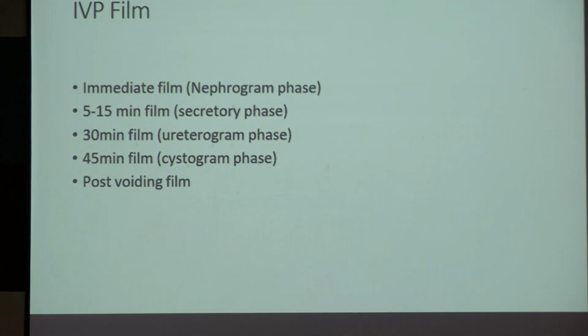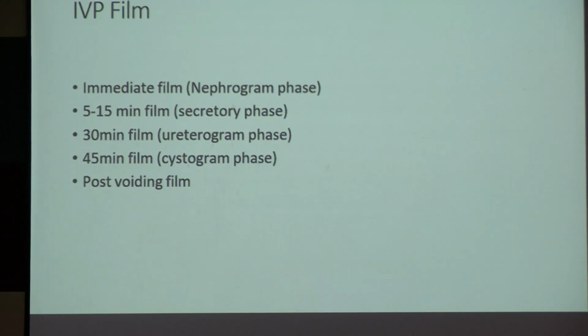As I was saying, they will always ask you what the different phases of an IVP film are. It always has a control plate, which is the first plate. The immediate film is the nephrogram phase, when the kidneys get highlighted. After that is 5 to 15 minutes. As I said, the pelvis starts getting highlighted. Then the ureter is completely, very nicely visualized at 30 minutes. The bladder will be visualized at 45 minutes.